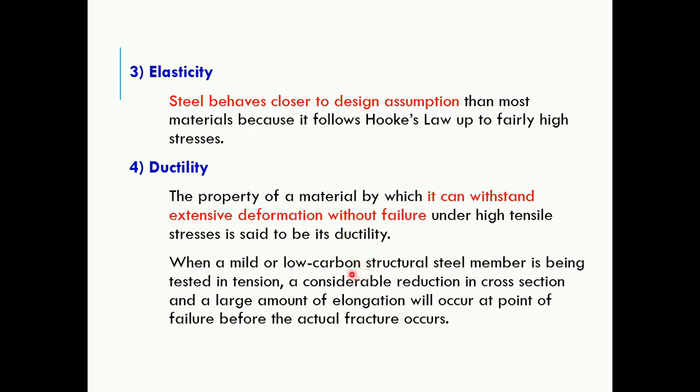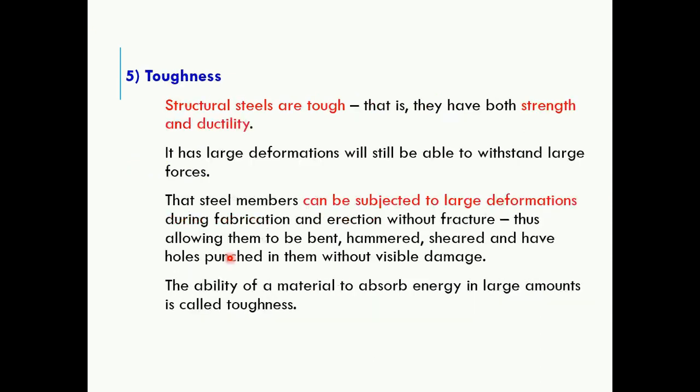Okay, so basically for low or mild carbon steel, it is a brittle material which is not that tight. And also the steel is in terms of the toughness. Structured steel are very tough, which is they have both strength and also ductility. It can have large deformation, which will be able to withstand large forces.